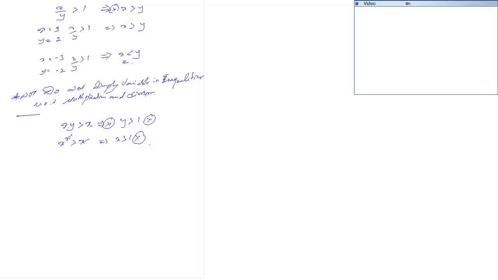So let's do a couple of questions based on this. Let's go to the next page and take a look at the next question, which says: is x square greater than x? X square greater than x is my yes, and x square less than or equal to x is my no. So go ahead and do this and give me the answer. 2 minutes.